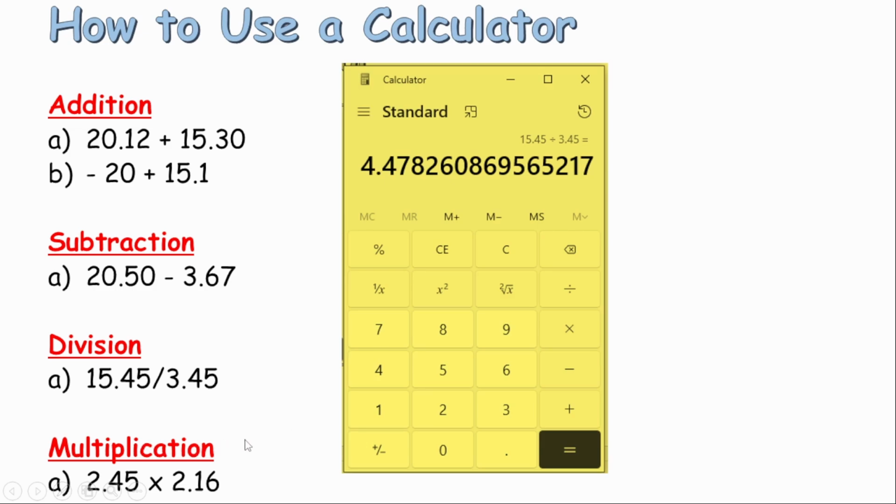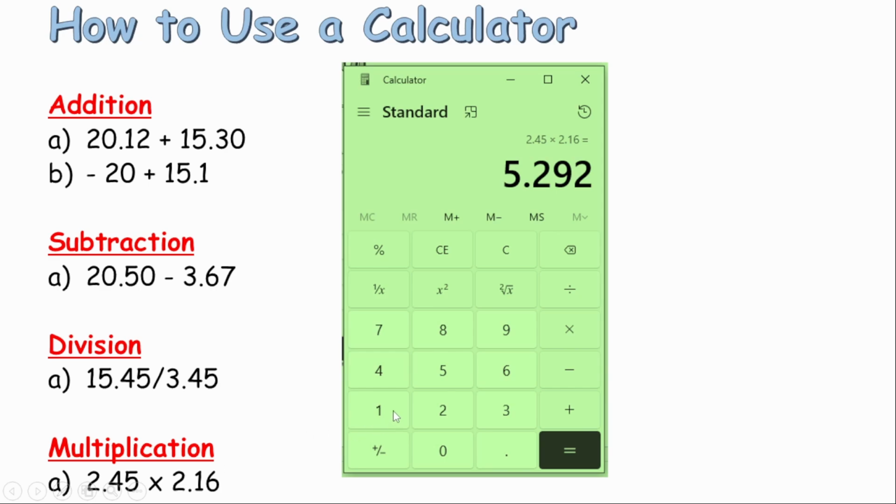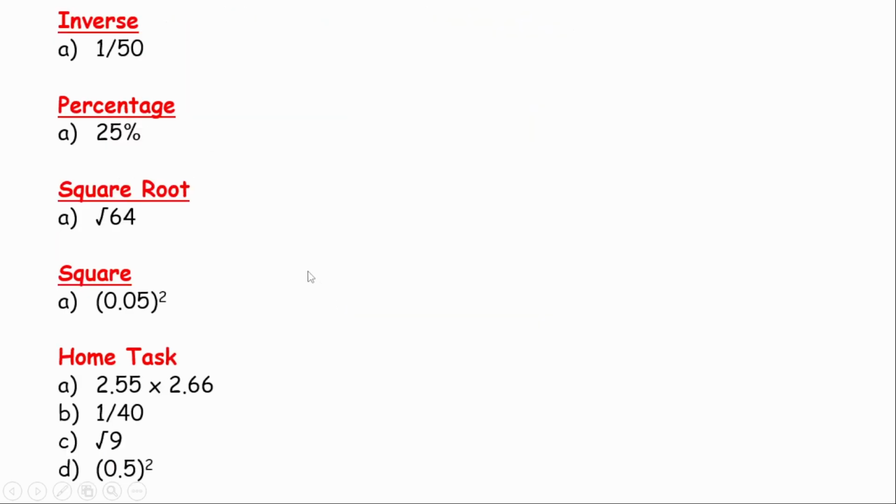Let's use multiplication. Let's say you want to multiply two decimal numbers or any other numbers at all. So let's work on this, 2.45 times 2.16. So we punch in 2.45 times, this is the multiplication operation, times 2.16. It is written here, you press the equal sign and you have the final answer as 5.292.